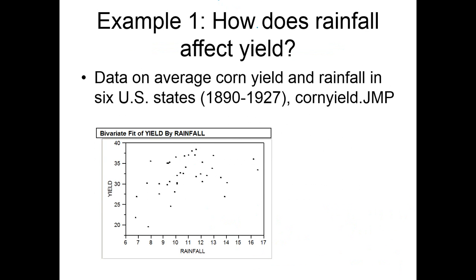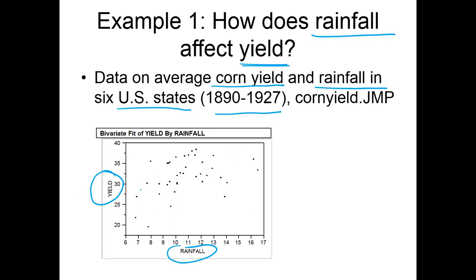Okay, so here is an example. This is an example of rainfall affecting the yield of crops. This is data taken from the US agricultural industry. Here is the data on average corn yield and the rainfall in 6 of the US states between 1890 to 1927. So this is agricultural data. We have got crop yield on the y-axis, and we have got rainfall on the x-axis. Now we have got these data points.